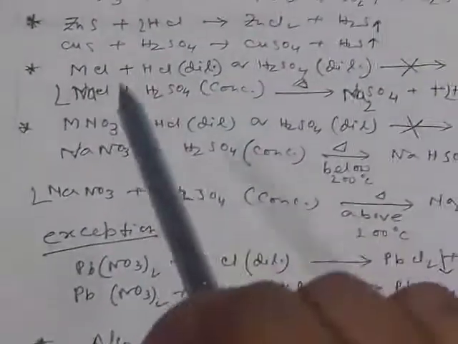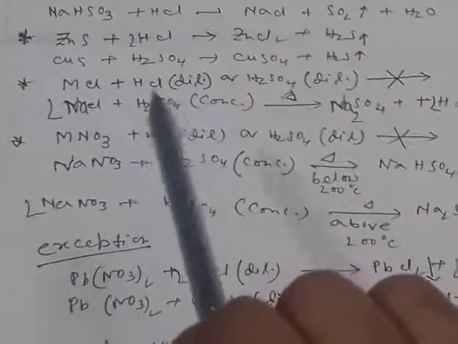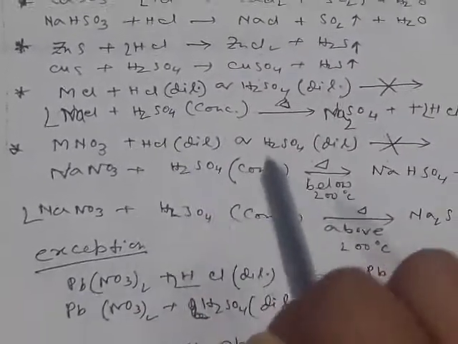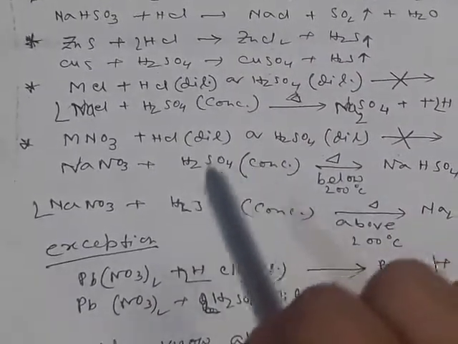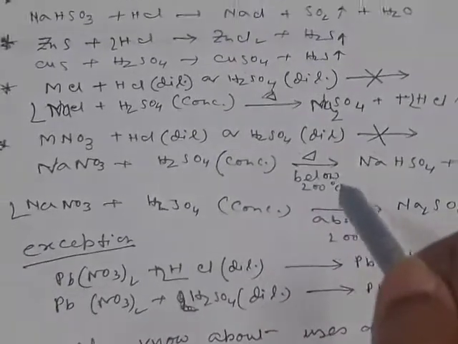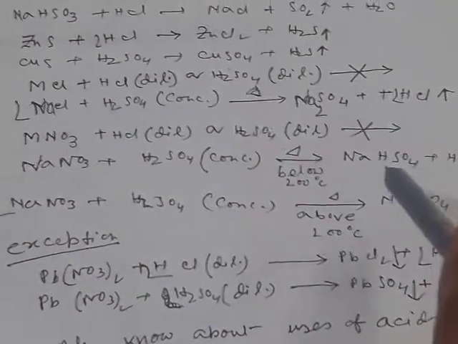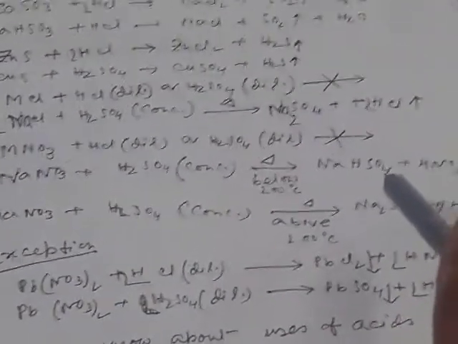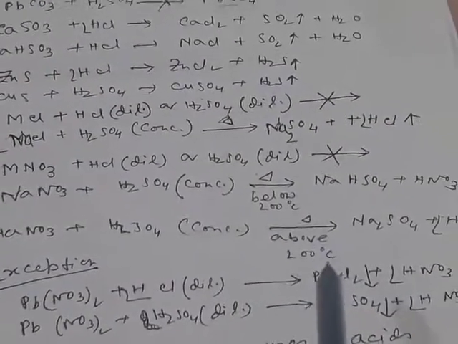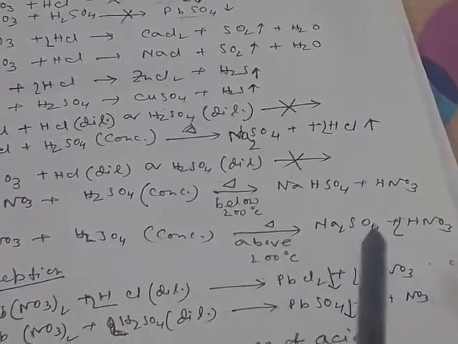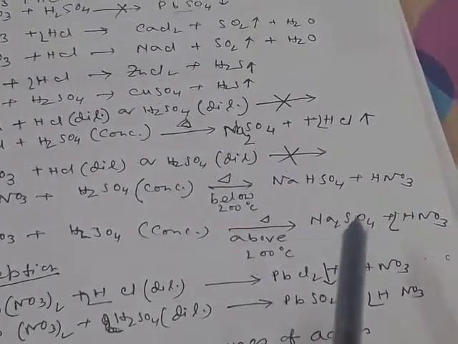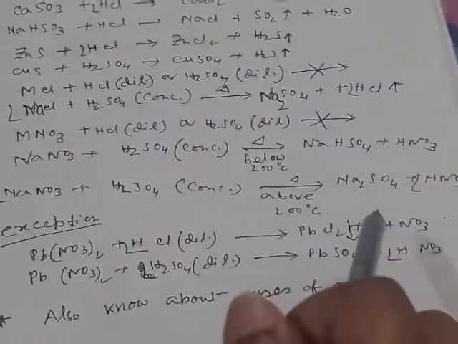Similarly, any nitrate salt does not react with dilute HCl or H2SO4, but when treated with concentrated H2SO4 below 200 degrees when heated, we get the acidic salt, that is the bisulfate salt, and nitric acid is obtained. When they are heated above 200 degrees, then there will be formation of the normal salt, sodium sulfate, and nitric acid is obtained.